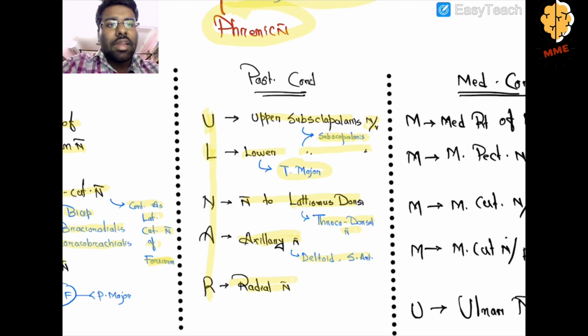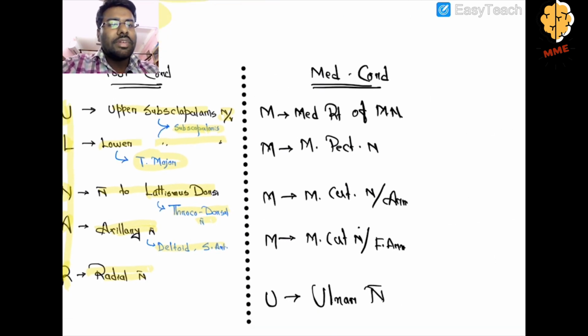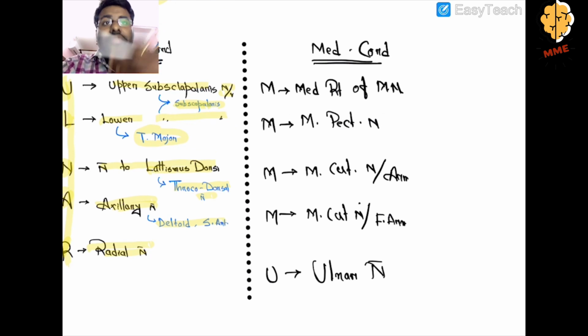Remember, the mnemonic is ulnar, but the ulnar nerve is not derived from the posterior cord. Coming to the medial cord, the mnemonic is M for U, so 4M and 1U. M for medial root of median nerve.